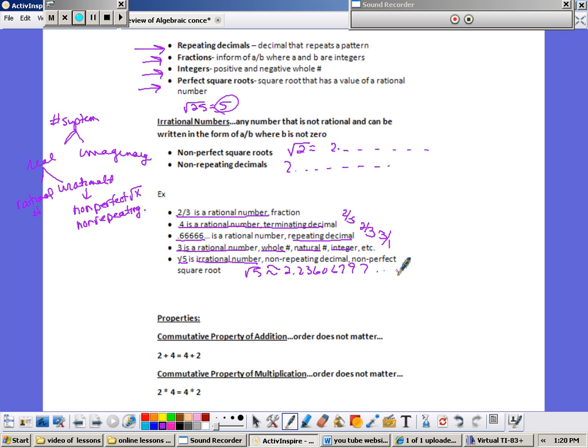Okay, some properties you need to know. You need to know the commutative property, and it works with both addition and multiplication. And what the commutative property says is that order doesn't matter. You can add 2 and 4 or 4 and 2, and they're the same. Same with multiplication. 2 times 4 and 4 times 2 are the same. The commutative property does not work with subtraction or division. 2 minus 3 and 3 minus 2 are not the same. 2 divided by 3 and 3 divided by 2 are not the same.